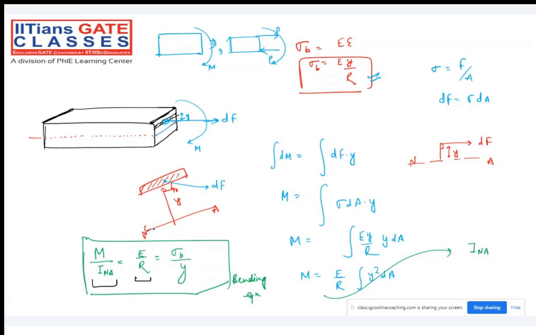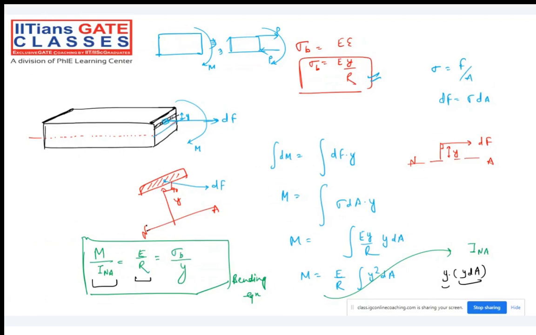Because y square into dA is the second moment of area, y into y dA. Force into distance is a moment, and we are taking the moment about an axis. That axis is the neutral axis. That's why I neutral axis is coming, not some other axis. We are not taking the moment of inertia about the bottom fiber or top fiber. Why neutral axis? Because of the derivation. You will come to know very soon that the neutral axis coincides with the centroidal axis of the cross section of the beam.